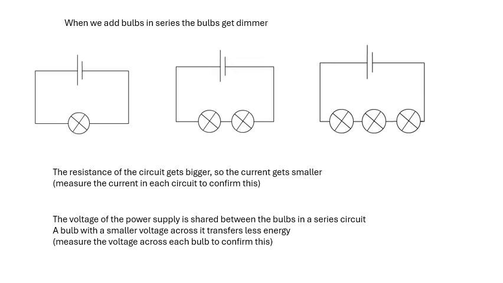So adding bulbs in series, you might do this experiment, hopefully you will, and they will get dimmer, and you should be able to explain why.